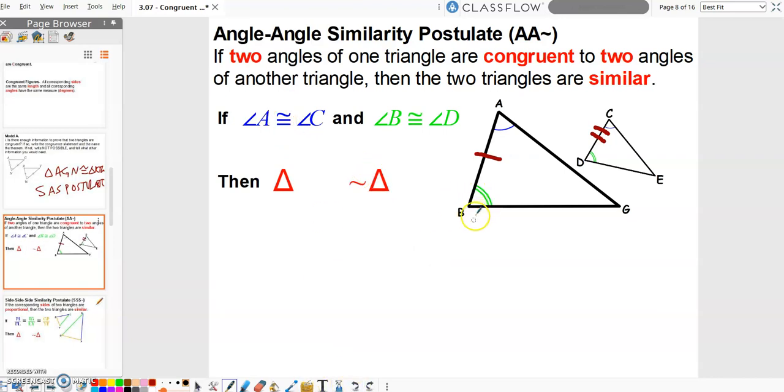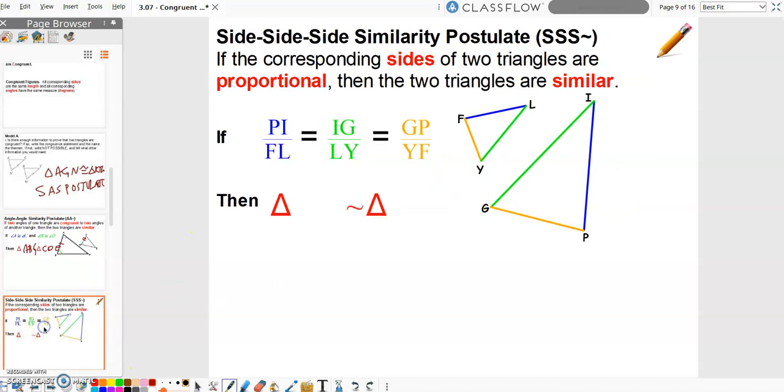So we have triangle ABG. Really hard to write small with my finger. It's similar to CDE. Like so. Coming down here, side, side, side. So if the corresponding sides of two triangles are proportional, then the two triangles are similar.